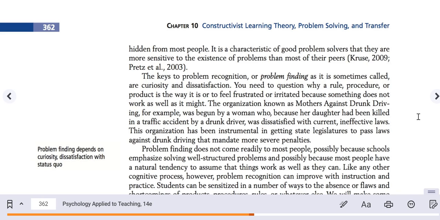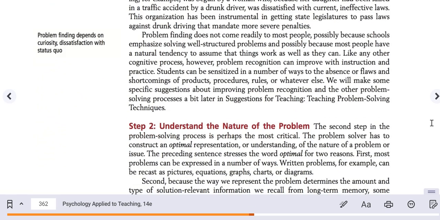The organization known as Mothers Against Drunk Drivers, for example, was begun by a woman who, because her daughter had been killed in a traffic accident by a drunk driver, was dissatisfied with current ineffective laws. This organization has been instrumental in getting state legislatures to pass laws against drunk driving that mandate more severe penalties.